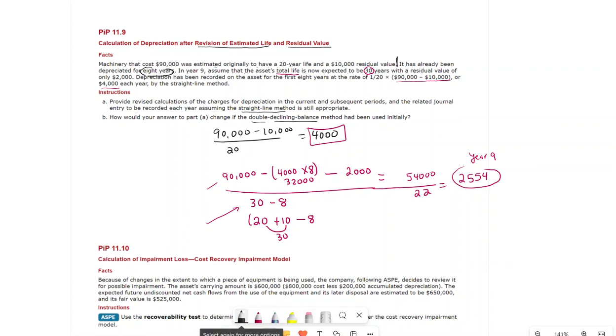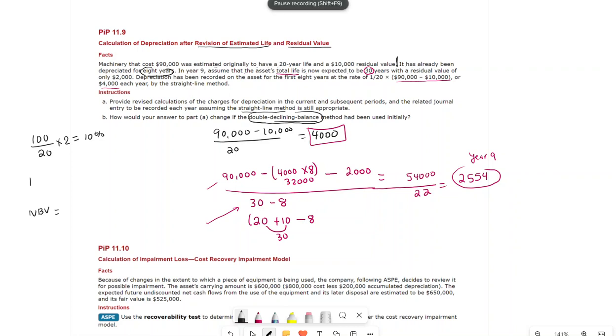Going further, they're asking, what if the company had initially been using the double declining method? What will happen? In this case, we have 100 divided by the 20, times the 2. That will give me a 10% declining balance rate. So what will be your net book value in year 9? That's what we're looking for.